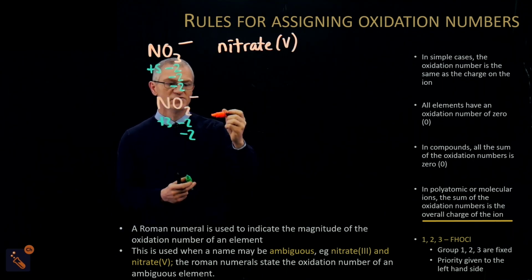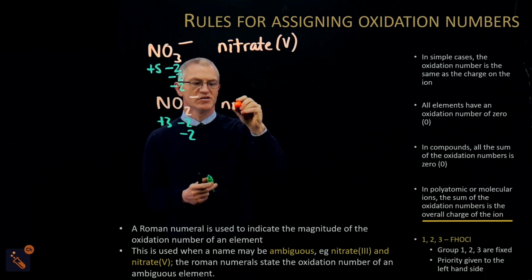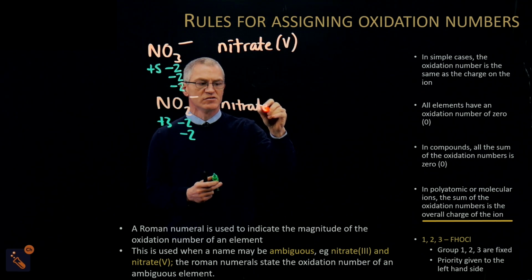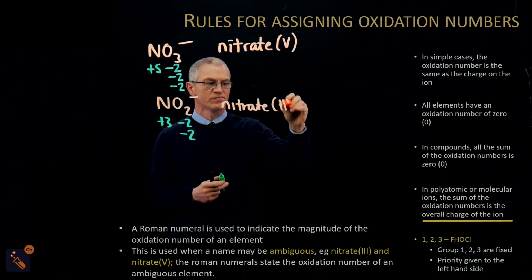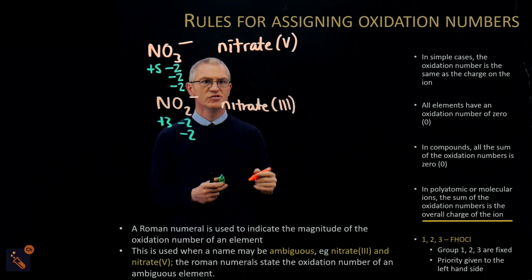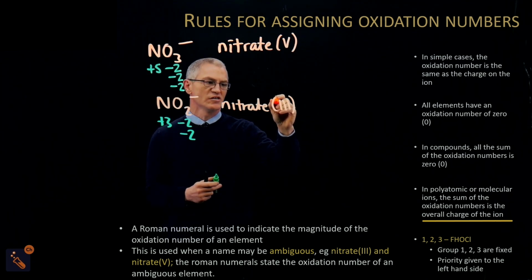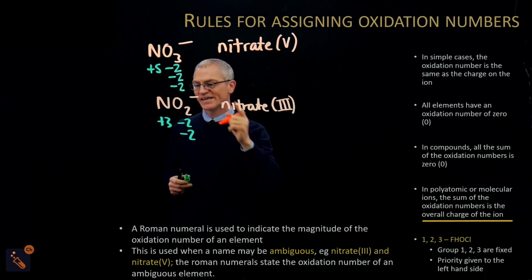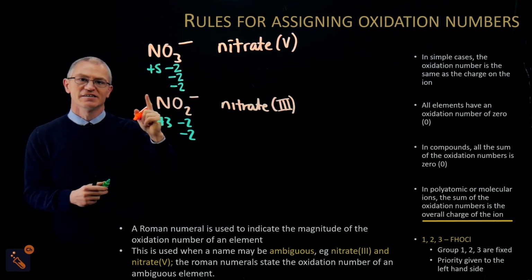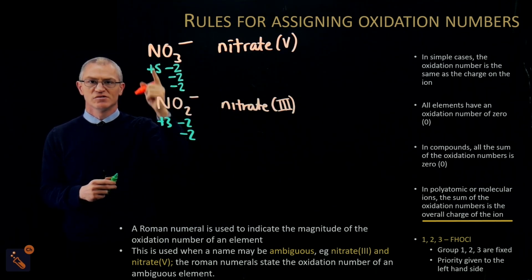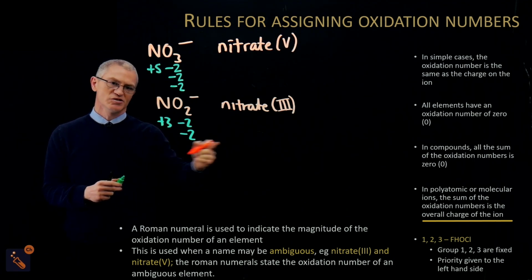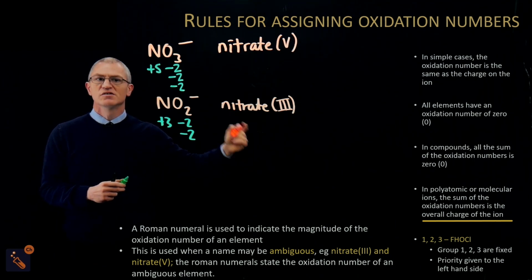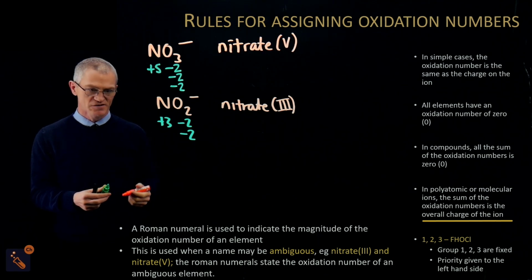Because that is plus 3, I'm going to call this nitrate 3. And there are my Roman numerals. So my Roman numerals here, 3, 5, all they do is indicate the element that can have a variable oxidation number, and you use 1, 2, 3 for Hückel to basically find out what that is.